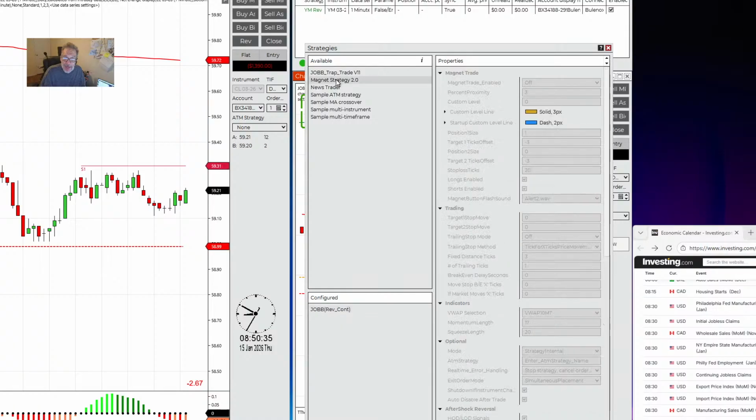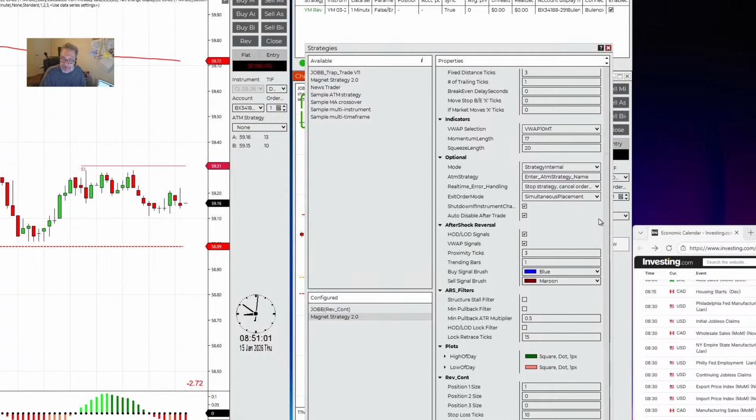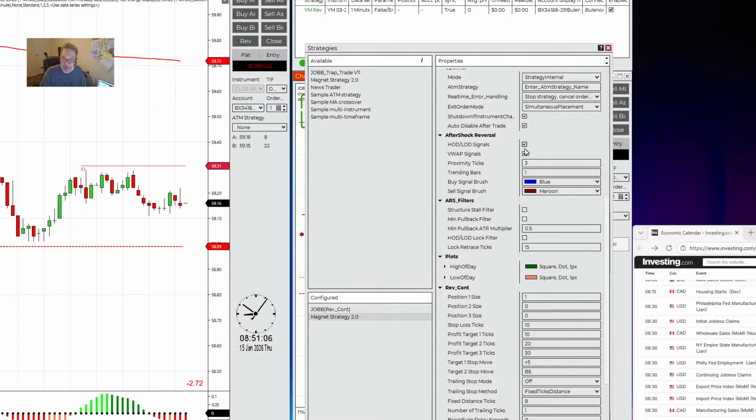I will put a magnet YM on, high of day, low of day. Proximity is 5. Position 1 is -3 on the target. Position 2 is a 1. We'll go to 15 on the target. 15 ticks through the magnet. We'll do a 50 tick stop. All right. High of day, low of day signals is on.